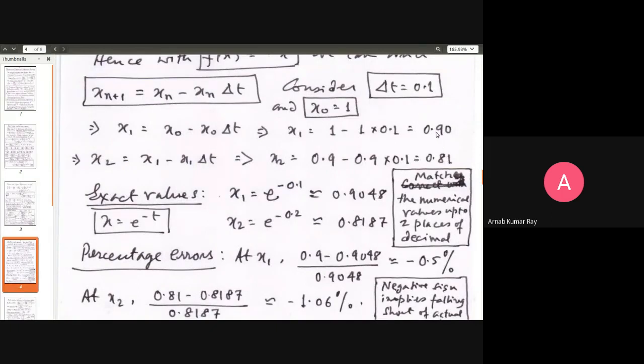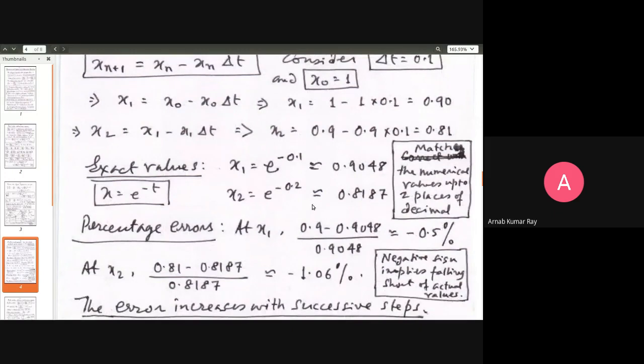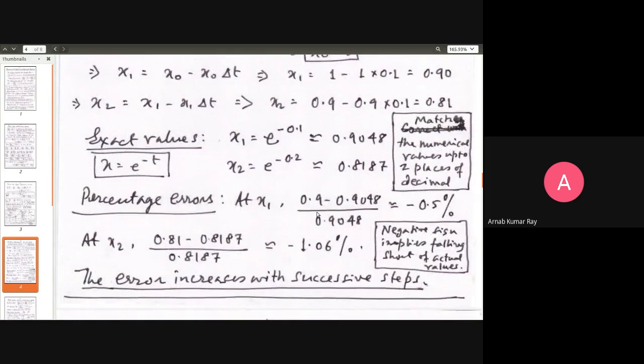The percentage error calculation, by the way, is very important. Many of you make mistakes. Always remember, in the denominator of percentage error, you should have the exact value. And in the numerator, first the numerical value, second the exact value. So numerical value minus exact value, divided by exact value, right? That's how you should do it. So 0.9 minus 0.9048 gives minus 0.5%.